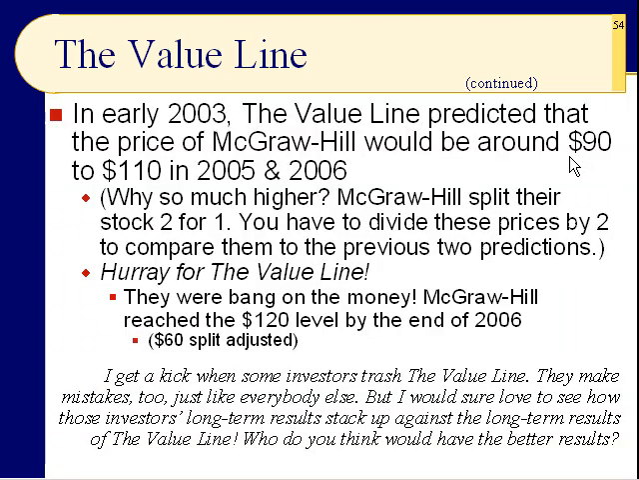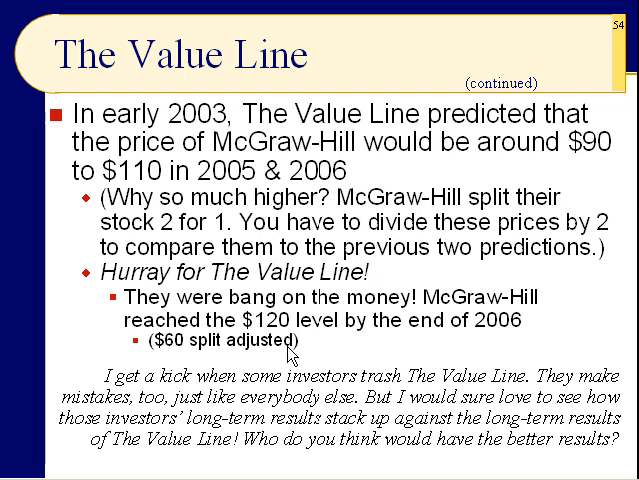And sure enough, the Value Line predicted that the price of McGraw-Hill would be about $90 to $110 in 2005 and 6. Why so much higher? It's because they split their stock 2 for 1. You have to divide these prices by 2 to compare them to the previous 2 predictions. Hooray for the Value Line! They were bang on the money. McGraw-Hill reached the 120 level by the end of 2006.